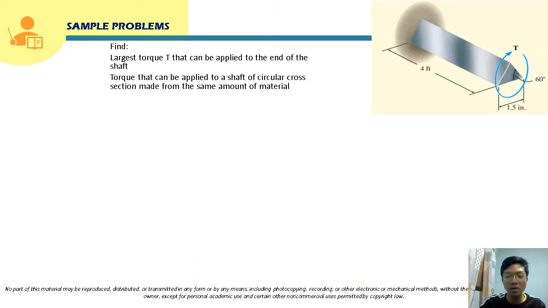So for this problem, we are going to solve the largest torque that can be applied to the end of the shaft with equilateral triangle cross-section. To solve this torque, there can be two ways. We can use the formulas from the table. We can use the formula for maximum shear stress to compute the torque, and we can also use the formula for angle of twist to solve for torque.